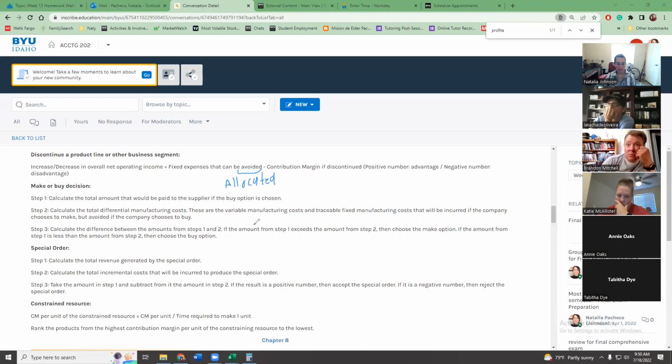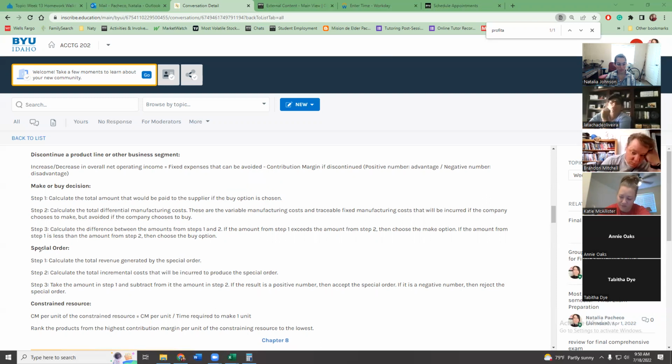Then the make or buy decision: you get how much it will cost to buy that product, and then you calculate all the cost to make it. Again, you just find the relevant cost, not the irrelevant, like the manufacturing overhead, the fixed cost that you will have to pay anyway. And then you subtract those two to see which one is more expensive, and if it's better to buy it or to make it.